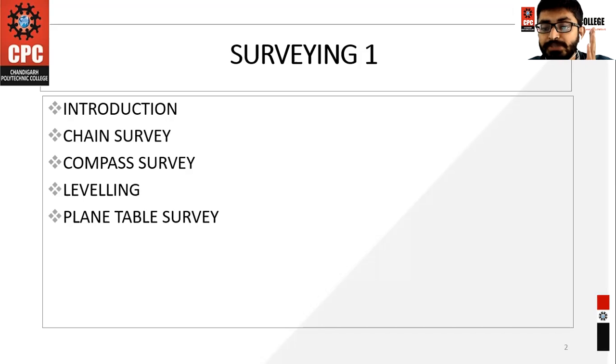The prismatic compass means a prism reading would be taken, and in the surveyor compass there will be no prism. For both, the calculations, the whole circle bearing, the reduced bearing, all these types of things we will be covering in this compass survey.